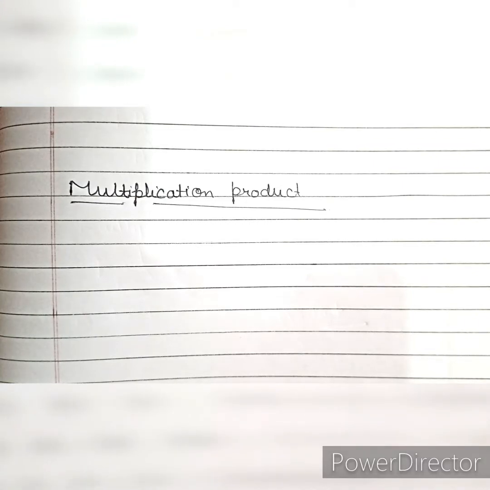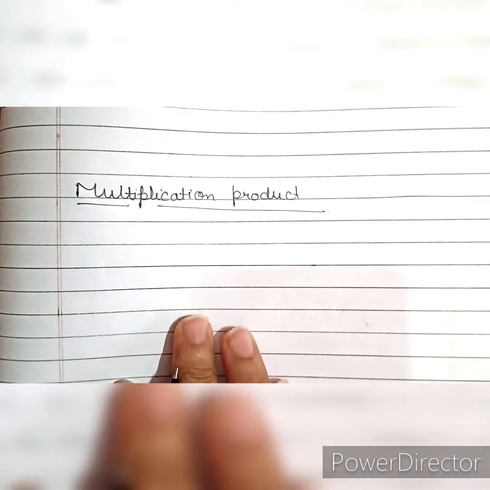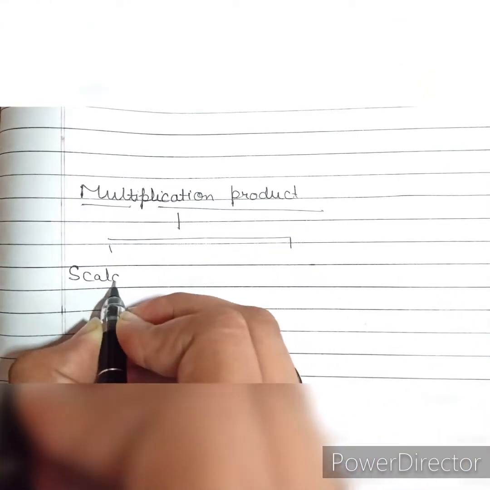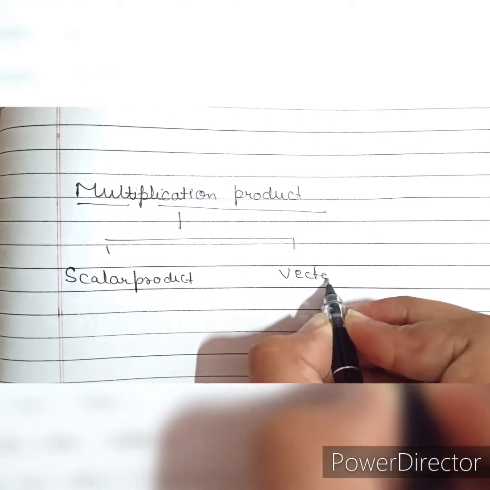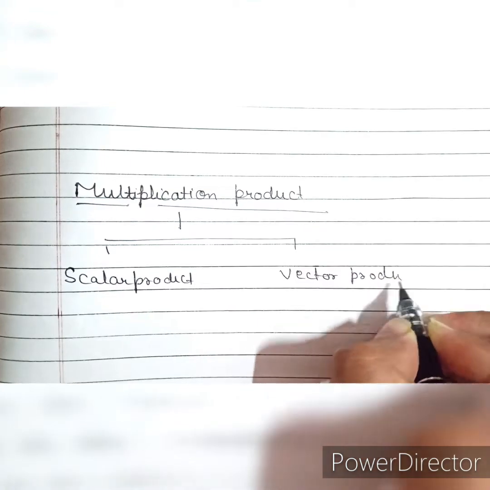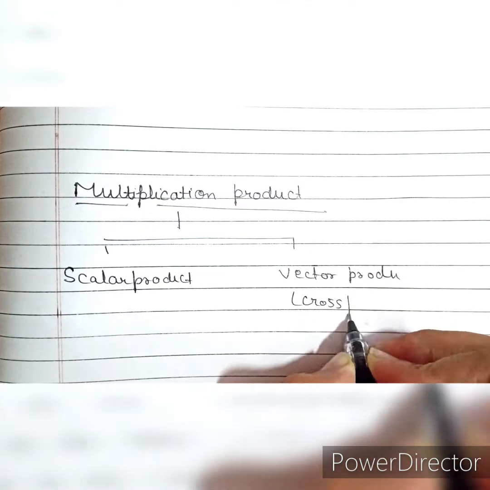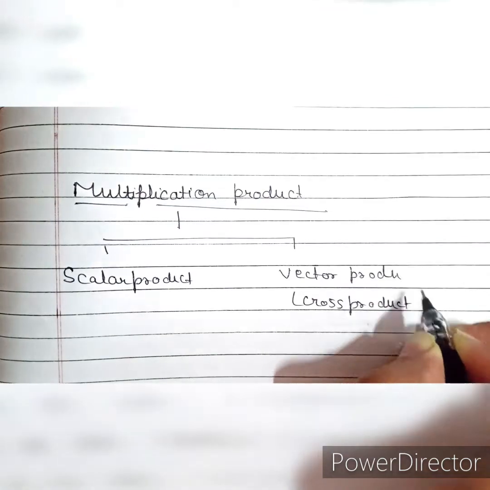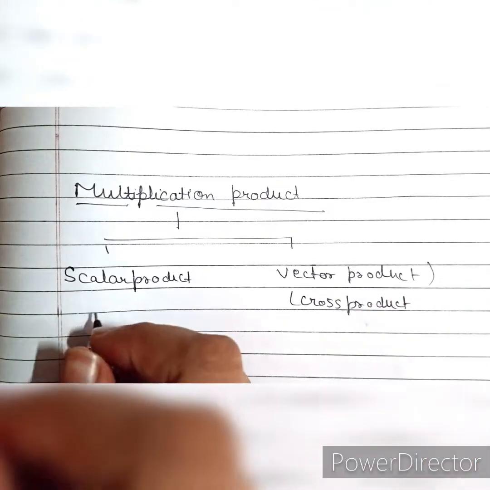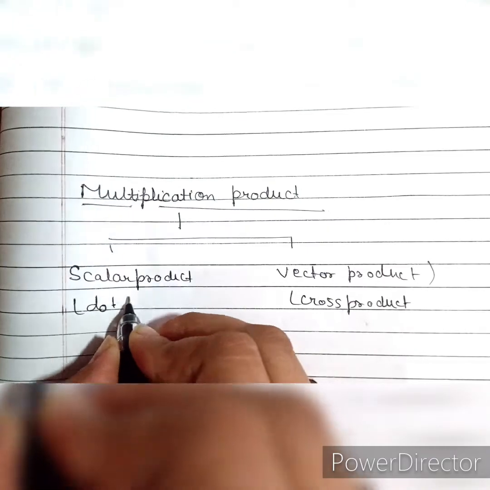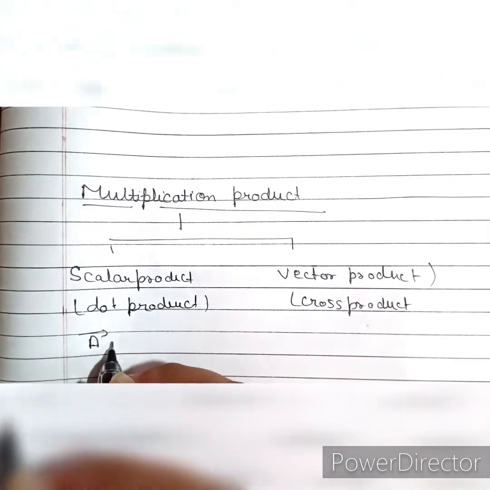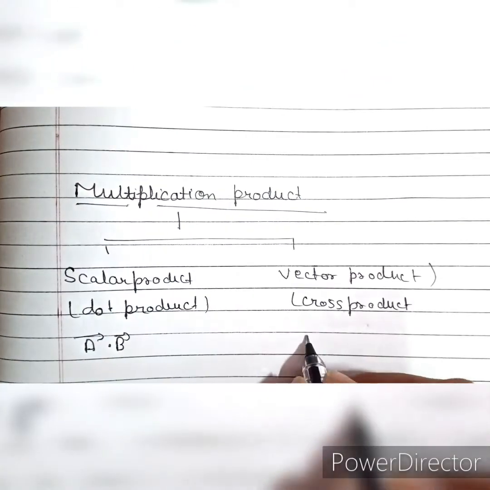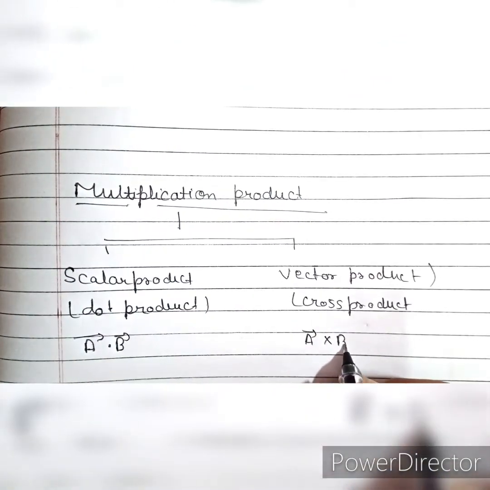Hello students, today's topic is multiplication of vectors. Multiplication of vectors is of two types: scalar product and vector product. The vector product is also named the cross product, and the scalar product is also known as the dot product. It can be represented as A dot B, and the vector product is represented as A cross B.